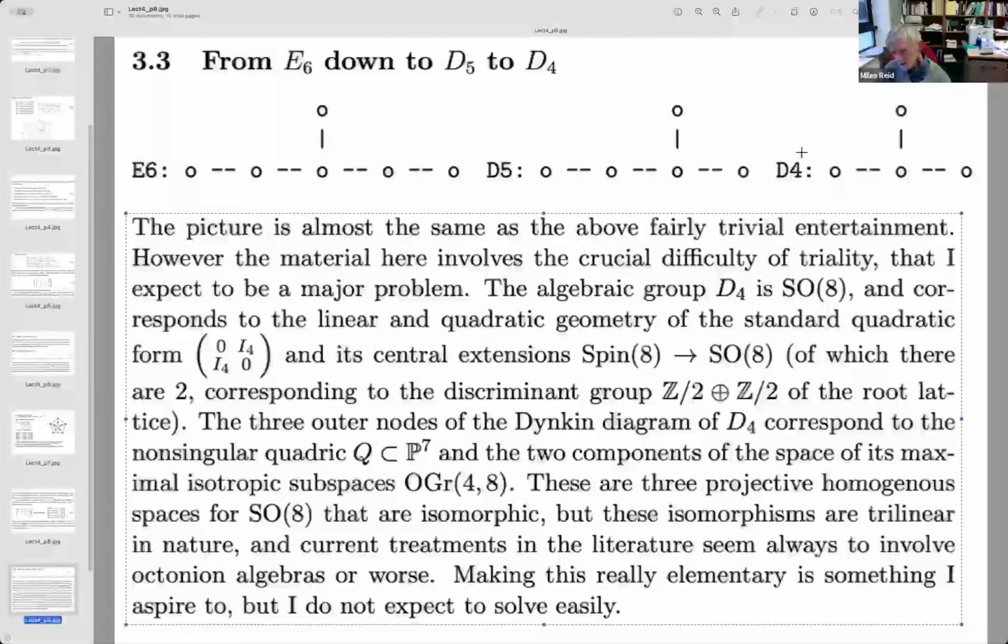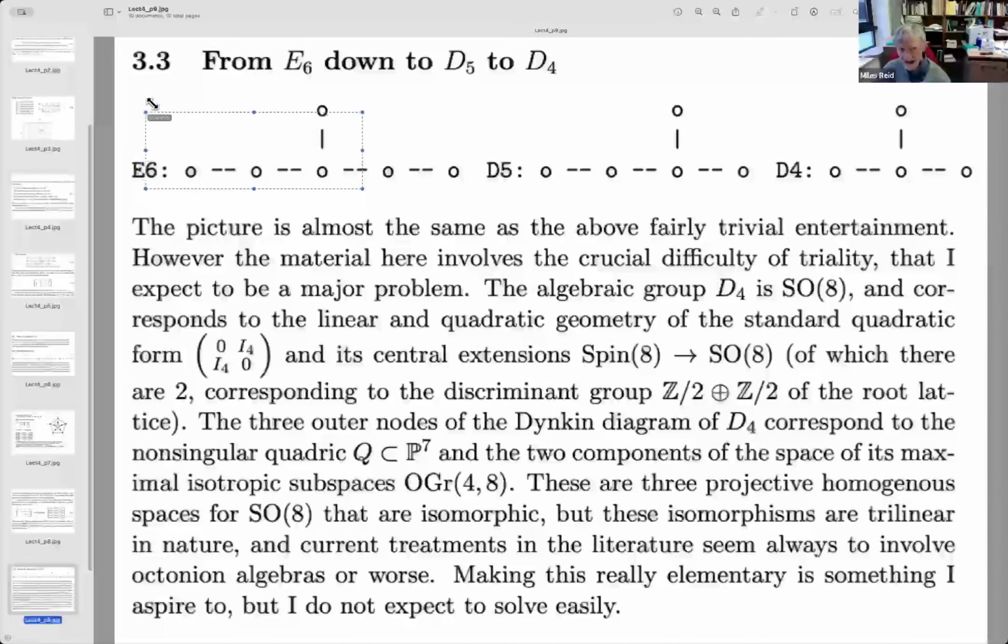I told you when we were working with A4, when I was thinking of A4 as a subdiagram of E6, I got GL5, the 5 by 5 matrices. That's not in the least bit difficult. Here we get SO8.